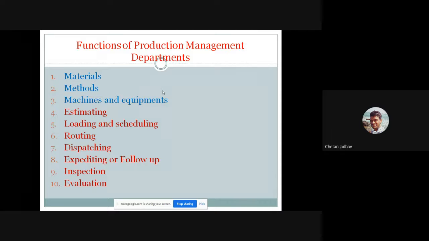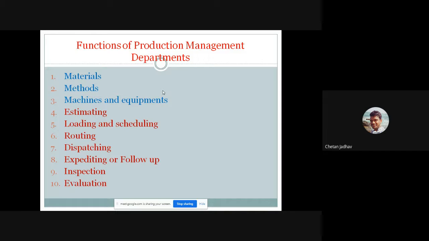The first is material. Any production department, before starting any production, has to do analysis regarding that particular material. If we are selecting MS for that product, what are the properties of that material? What are the functions of that material? We have to check. Then methods, which methods we are going to use for that production. Next, which type of machines we are using for those operations. Then estimating the cost for that product.